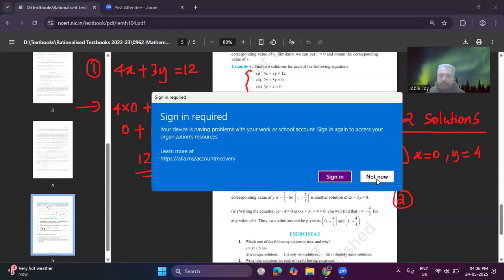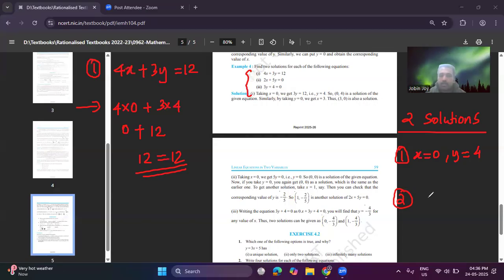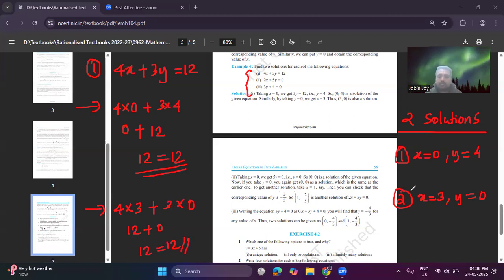Then the second solution, x equal to 3, y equal to 0. So 4 into 3 plus 3 into 0. 4 into 3, 12, plus 3 into 0, 0. 12 plus 0 is 12. So 12 is equal to 12. So LHS is equal to RHS. So this is the second solution, x equal to 3, y equal to 0.